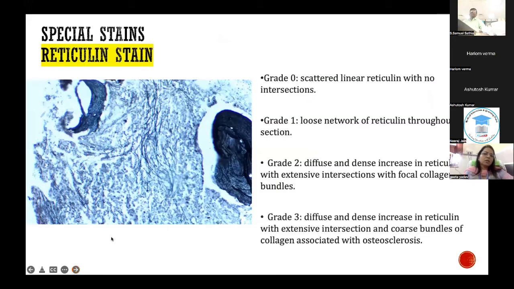A few lines about the special stains on the bone marrow biopsy. Reticulin is one of the important stains which we require in all myeloproliferative neoplasms in which we suspect that fibrosis might be there, so reticulin has to be done. The grading is done; this 0 to 3 grading is according to the European classification.